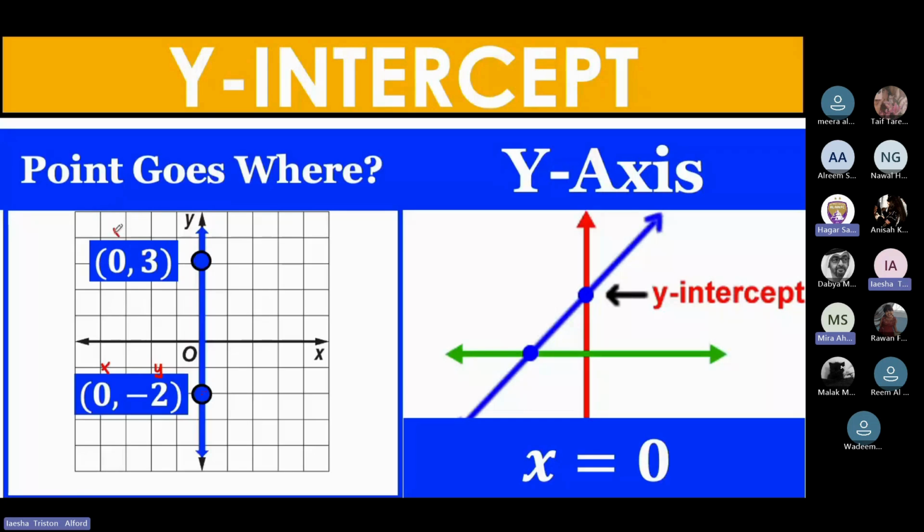Miss, I choose the points. Not that. I'm just reviewing with you what is the y-intercept. They will give you the y-intercept.